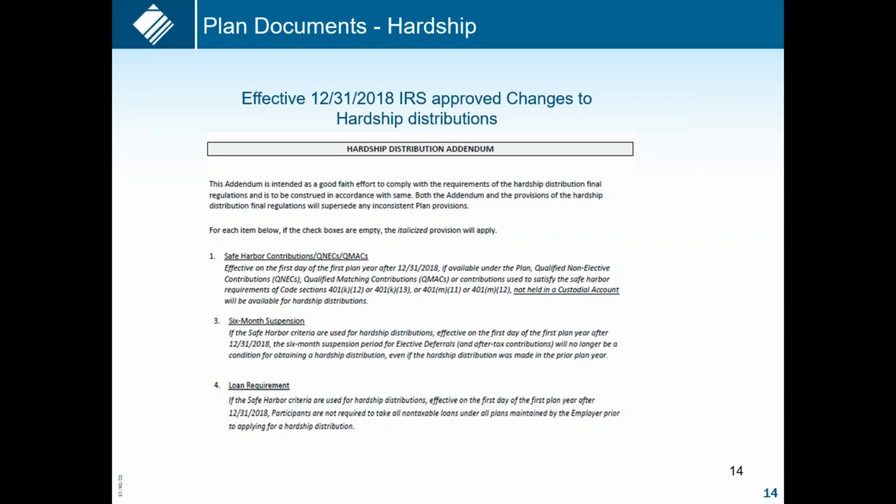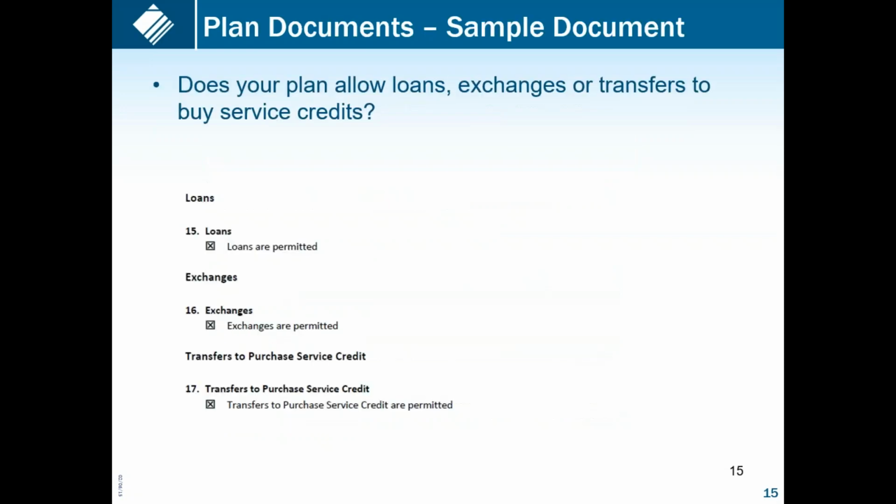There is an addendum at the end of the plan document that covers more of the changes to the hardship. The most notable change for the 403B plan is they no longer require a mandatory 6-month suspension from participation. Does your plan allow for loans, exchanges, or transfers to buy service credits? These are located in Section G, in-service distributions.